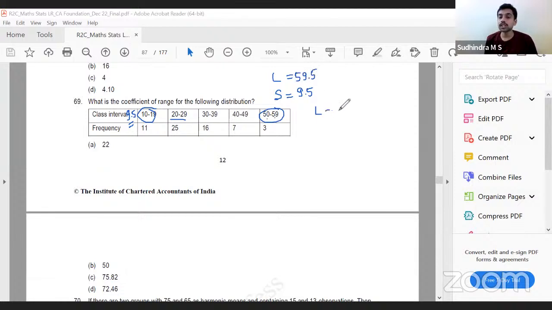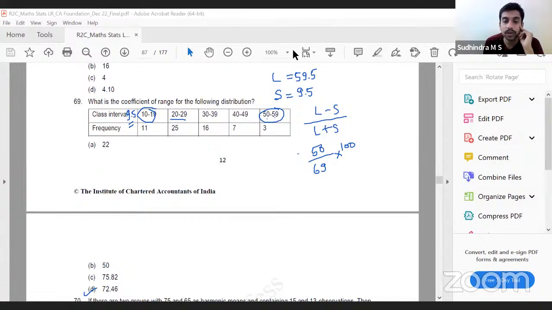Then we know coefficient of range is L minus S by L plus S into 100. 59.5 minus 9.5 is 50. 59.5 plus 9.5 is 69, I think. Into 100. We get 72.46. If anyone is not understanding, you can always ask. Since these are the concepts which we have already discussed just now, I'm going through this a little quicker because these are simple questions. Done? Completed? Yes, sir.